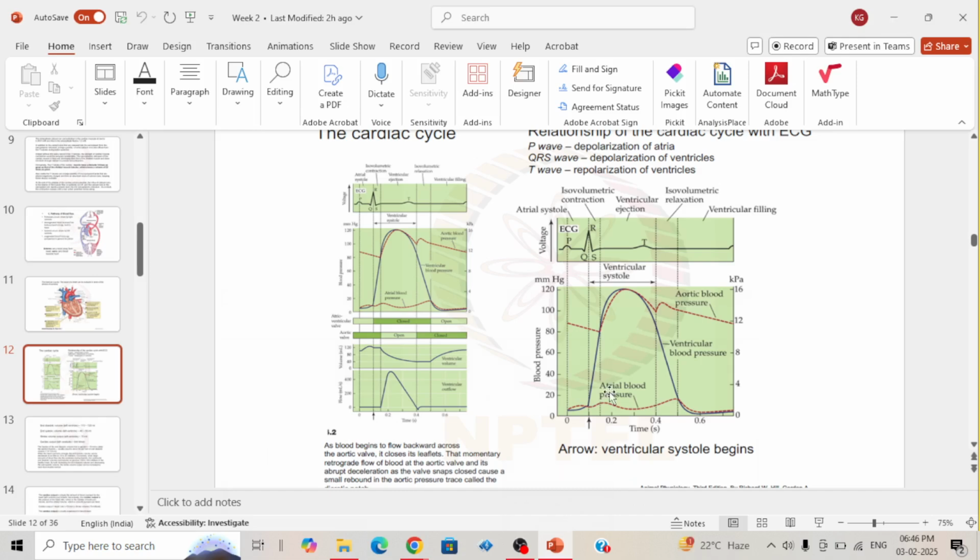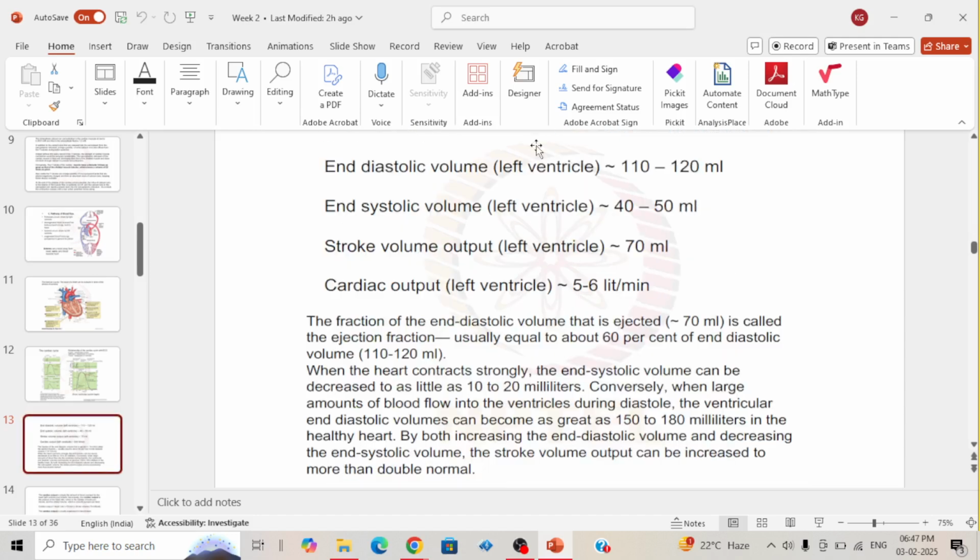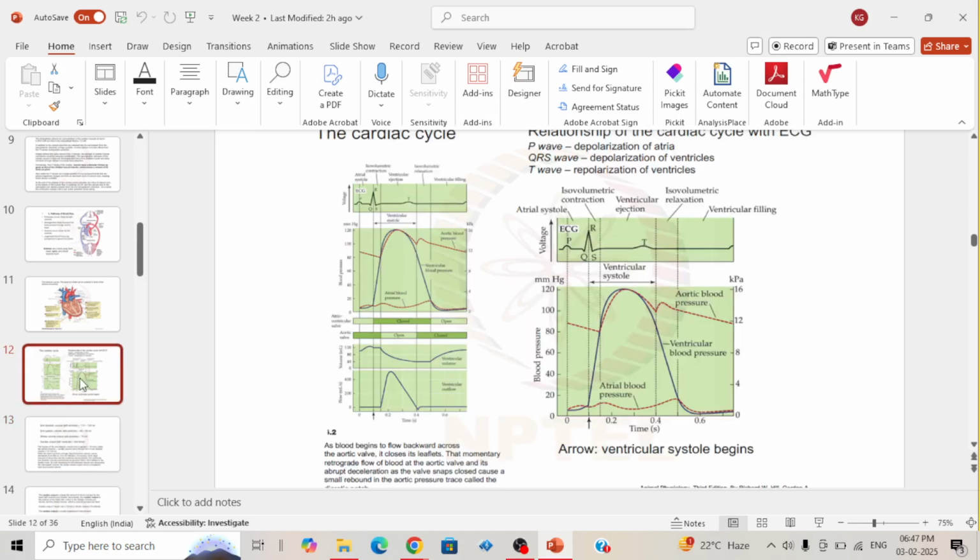So, this valve will open and blood will enter into the ventricles. Now, after entering into the ventricles, the blood is getting collected inside the ventricle. There is this point when the blood is actually filled inside the ventricle. The maximum amount that enters inside the left ventricle at a point of time is 110 to 120 ml. This is the amount which enters the ventricle from the left atrium.